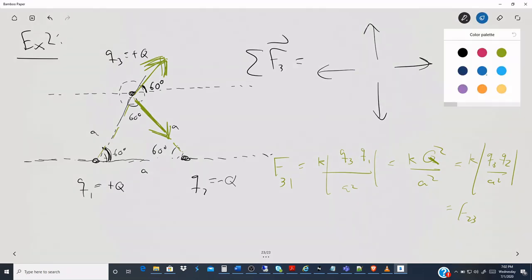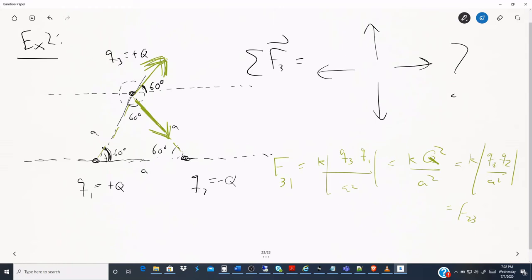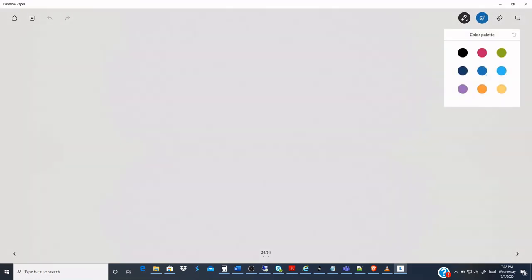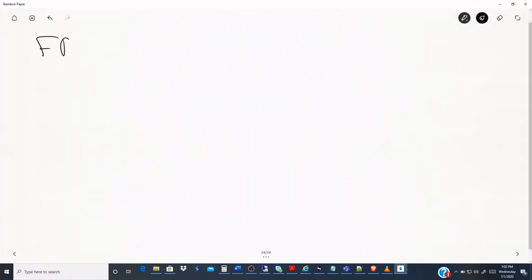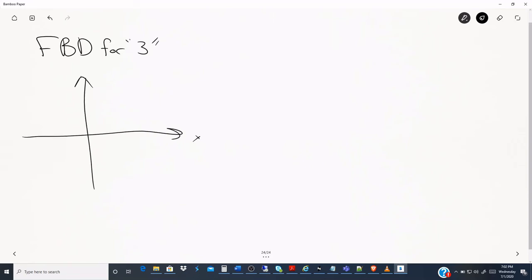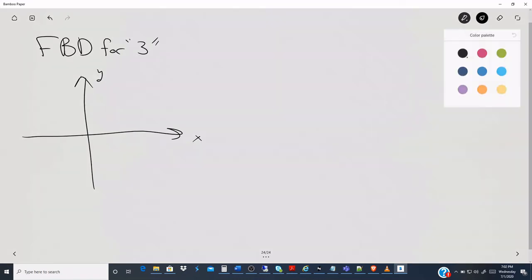And furthermore, I know that when this horizontal line is cut the other way by this guy, that this is 60 degrees. And so this guy is also 60 degrees. So if I draw those forces in a free body diagram for 3, they will both make an angle of 60 degrees with the x-axis.